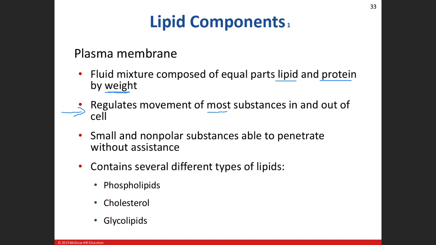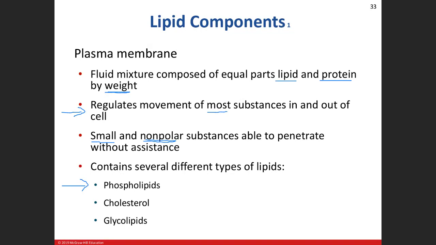Okay, so that leads me to this point here. All right, if you are really, really small and nonpolar, then you can move across the plasma membrane without any help whatsoever. Okay, nonpolar and really small. Okay, so when we talk about the lipid component of our plasma membranes, here are the big ones. The phospholipids, those are the most numerous. Okay, cholesterol, that's good.